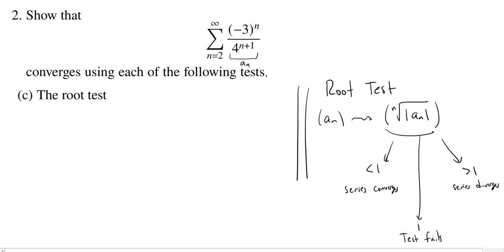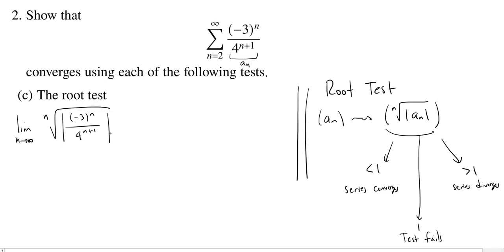So that means we're going to have to build this nth root sequence, and then we'll have to take a limit, because we want to see what it converges to. So let's take the limit as n goes to infinity of the nth root of the absolute value of negative 3 to the n over 4 to the n plus 1.